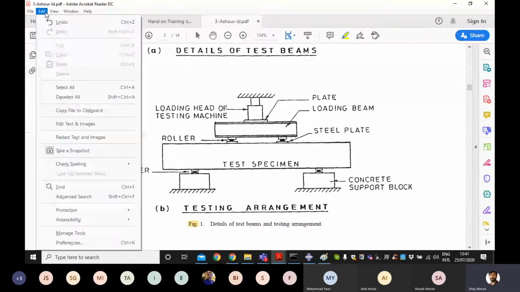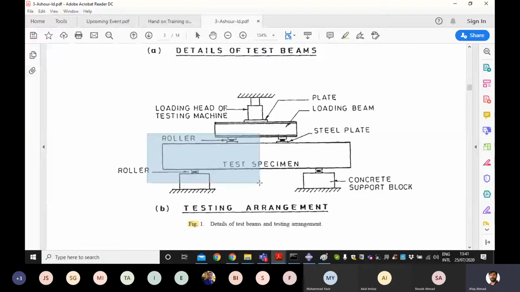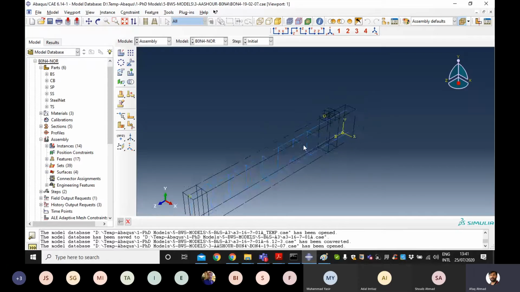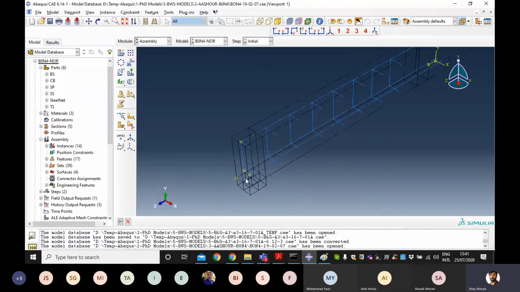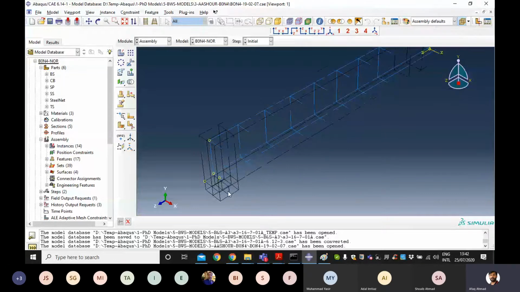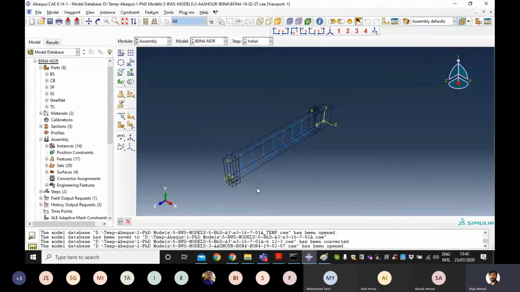I'm modeling this portion. If you are modeling this portion, that will be your steel plate, and you have something left here. That will be your load plate, and you have some location here. So I tried my best. I put my support conditions here and my loading conditions here. I played with putting the load conditions here and here. You can also play with it and find out the difference. That's how we can reduce our analysis time.